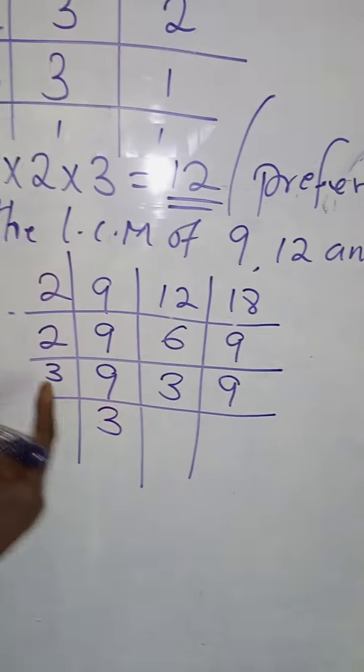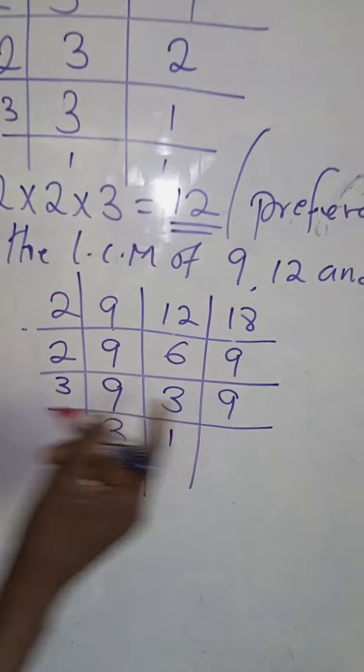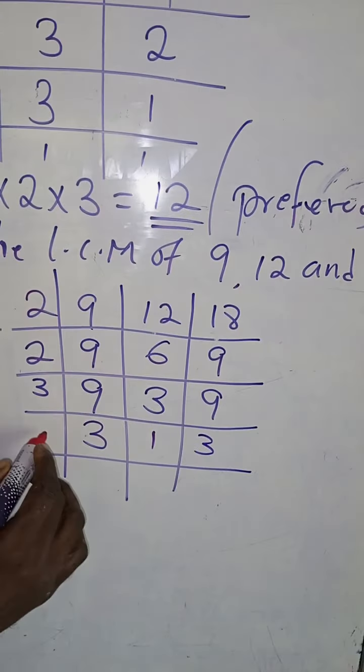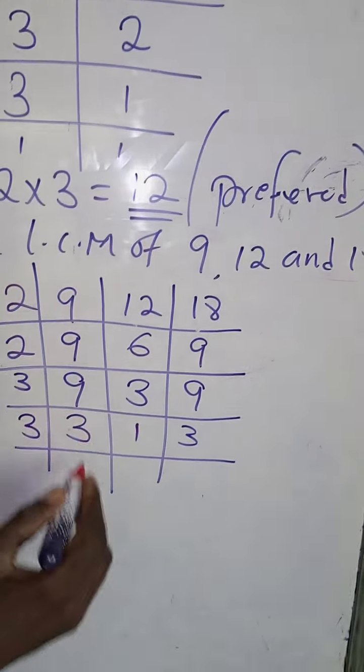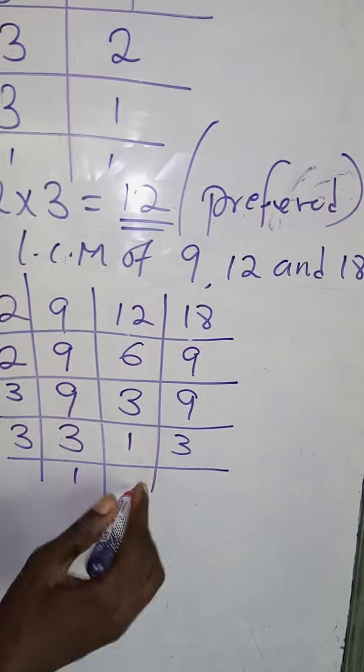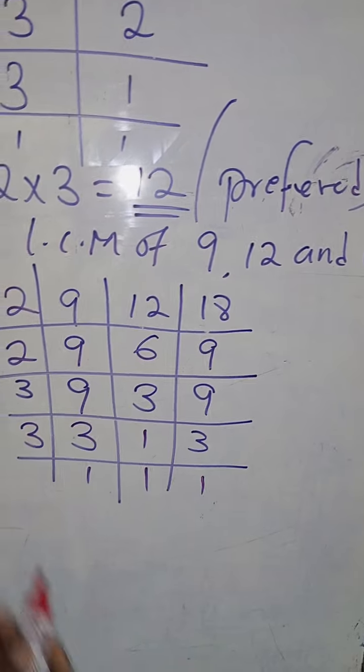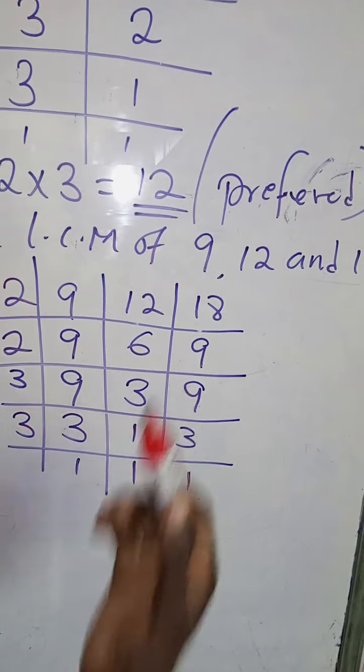Now we can go for 3. After 2, you can go for 3. 3 can divide 9, 3. 3 can divide 3, 1. And then 3 can divide 9 3 times. So 3 can divide 3, 1. This is already 1. And 3 can divide 3, 1. What I mean by divide is, how many 3 can I get in 9?